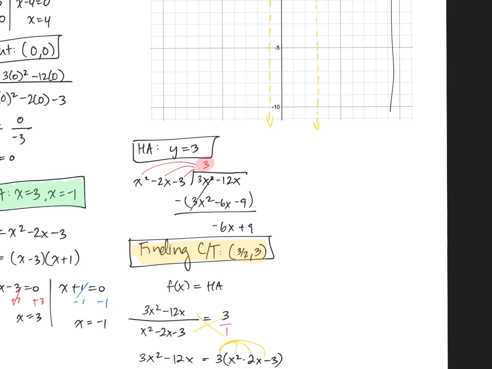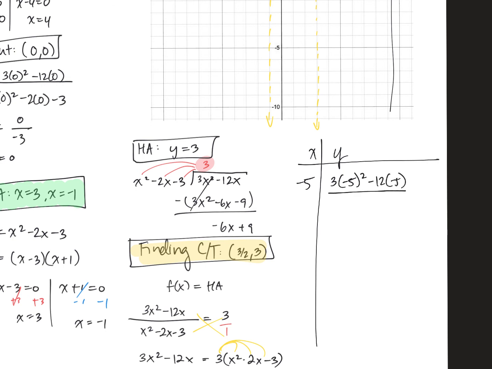So let's go ahead, table of values, x, y, and I'll pick -5. So that'll be 3 times -5 squared minus 12 times -5 all over -5 squared minus 2 times -5 minus 3. Now because the test points on this takes a lot of time, feel free to use your calculator. You don't need to show me a lot of work on this, at least on this specific section for the testing points.